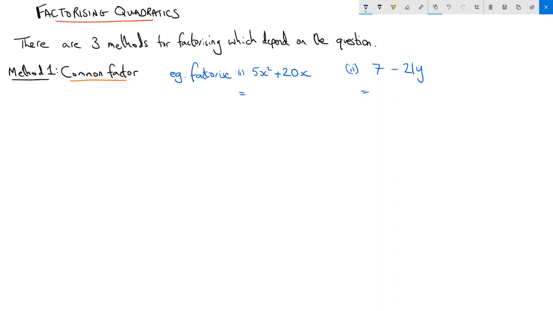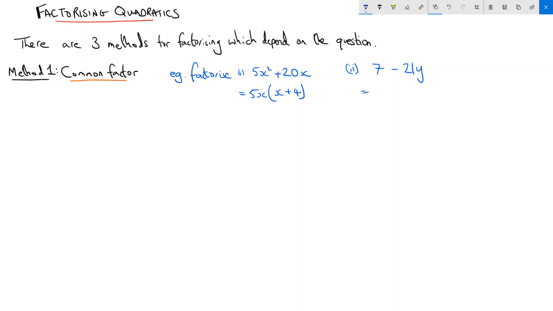Ian, you got an answer for the first one? Yeah. What'd you get? I got 5x, bracket, another x, and then plus 4. Good. Okay, excellent. The common factor is 5 and also x, okay? So 5x times x, 5x squared, 5x times 4, 20x.